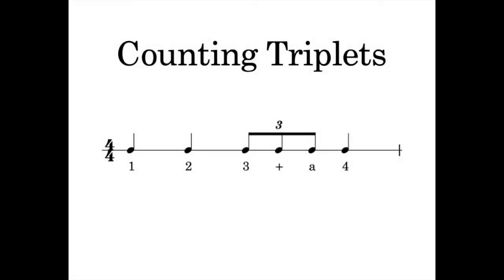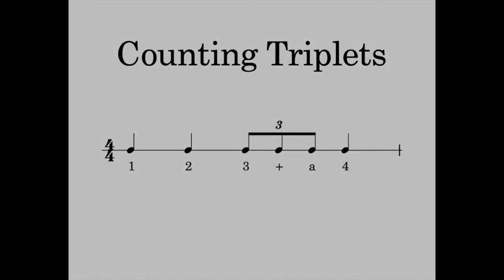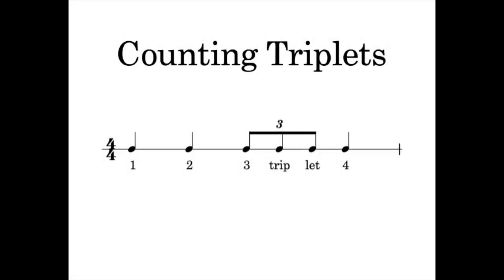Some people like to use 1 and a 2 and a for triplets. A potential issue here is that the "and" and the "a" fall in different places than they do for 16th notes. 1, 2, 3, and 4. Another option is to count 1 triplet, 2 triplet, 1, 2, 3 triplet, 4.